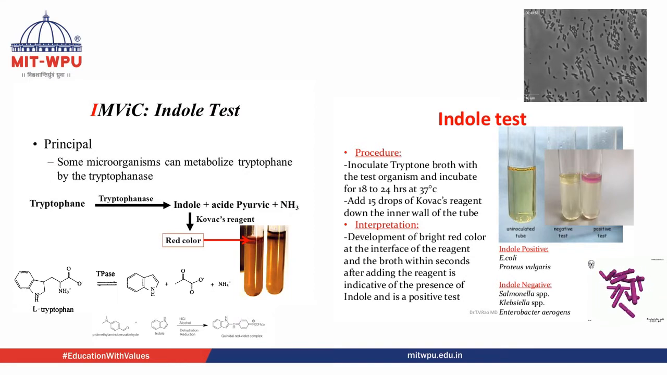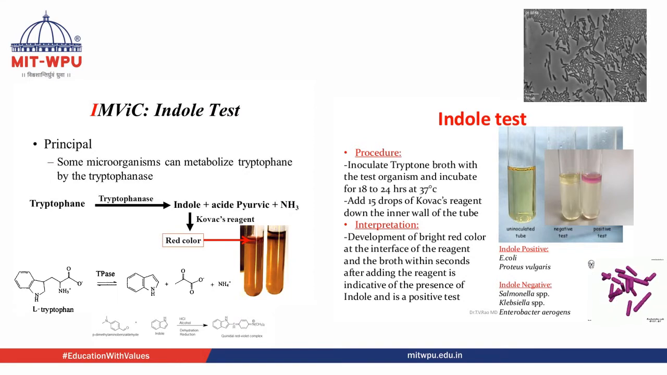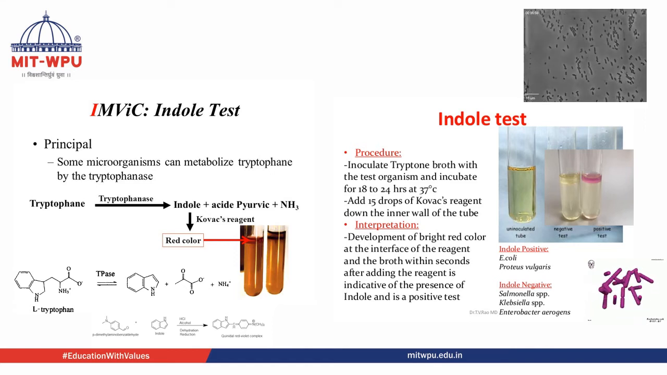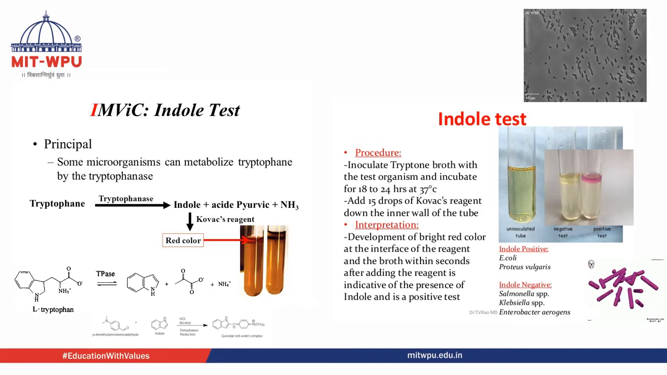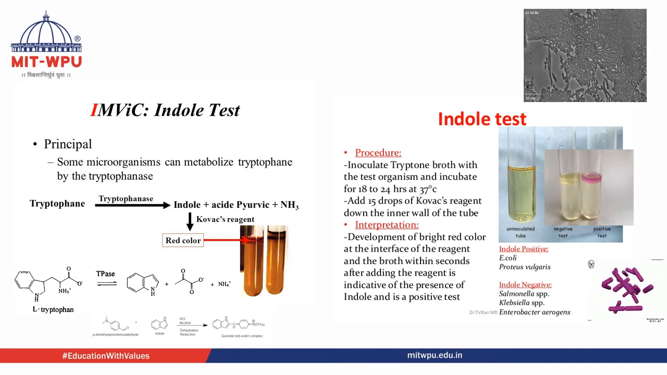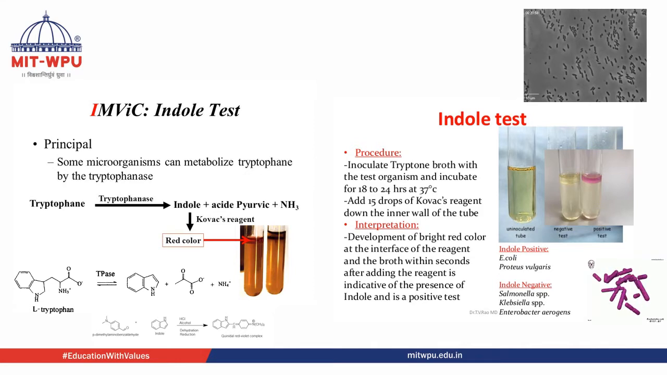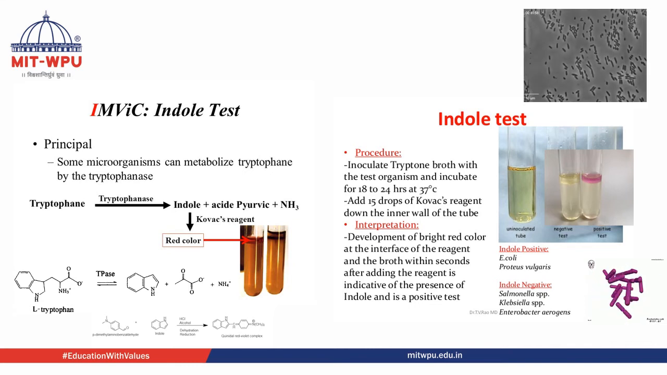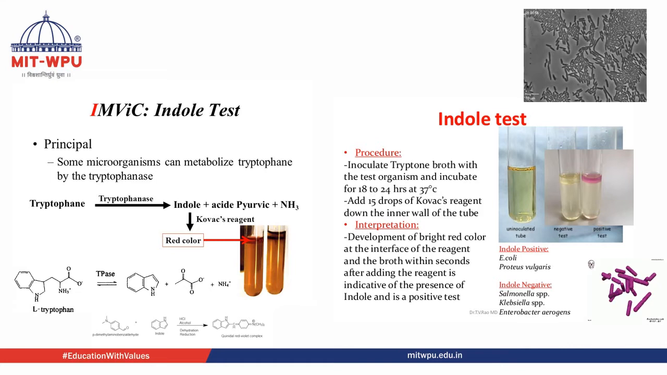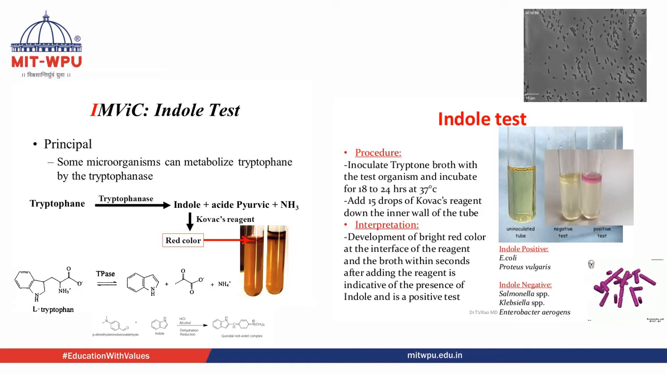What is the first IMViC test? It's the indole test. Some microorganisms can metabolize tryptophan using the tryptophanase enzyme and form indole, pyruvic acid, and ammonia. That can be detected using a chemical reagent, mostly Kovac's reagent, which produces a red color. A red color indicates the test is positive. E. coli and Proteus vulgaris mostly show a positive indole test, while Salmonella, Klebsiella, and other species show a negative indole test. These are the reactions happening in the indole test: the red color in the alcohol layer indicates a positive reaction.